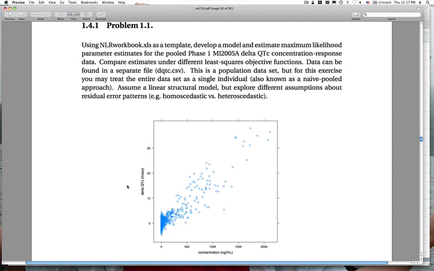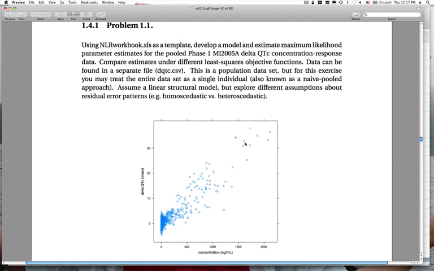You can see from this relationship here that there's definitely an increasing trend with the delta QTC versus concentration, and not so clear what the pattern and the variability might be, but it looks at least to be a monotonically increasing relationship. Could be approximated by a straight line potentially as a starting point.